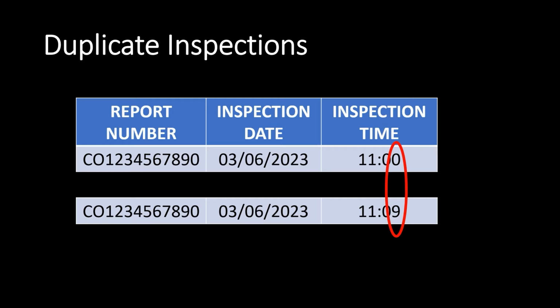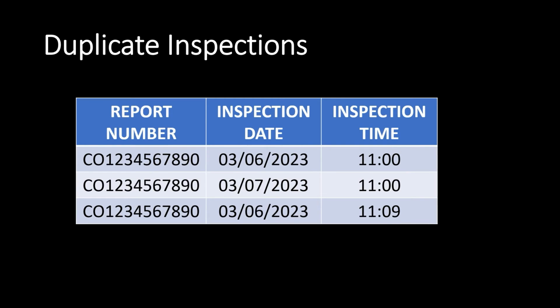So anyway, the whole point of this is that in the database, in the actual system, all three of these entries, because either the date was different, or the time was different, or maybe there was a typo on the report number, to the system, these three records are different. They're unique. So there's like three different inspections.